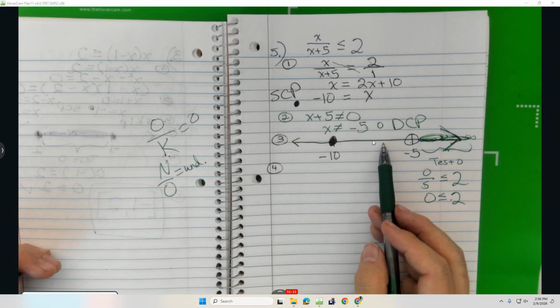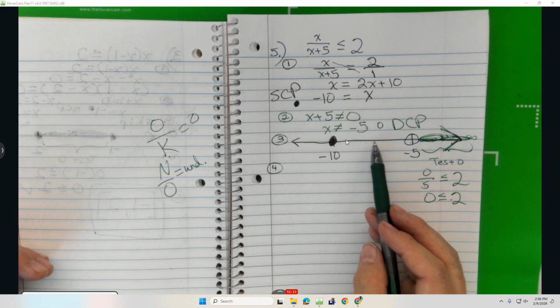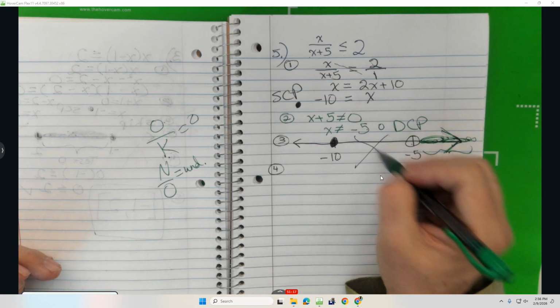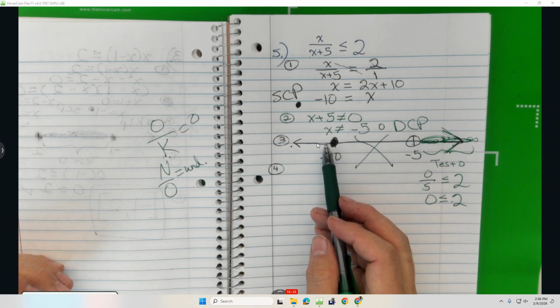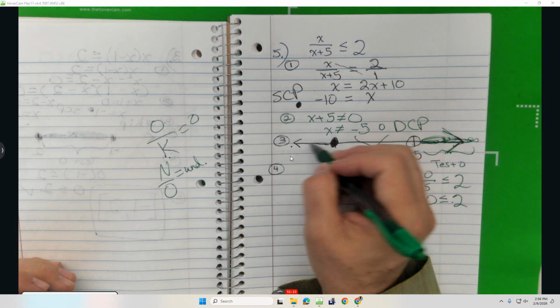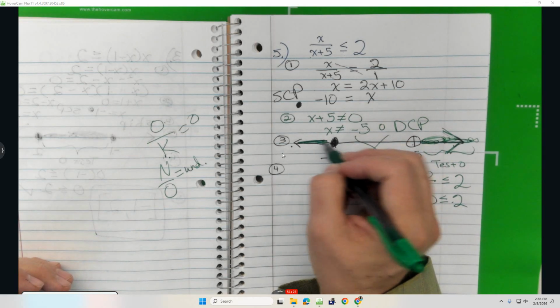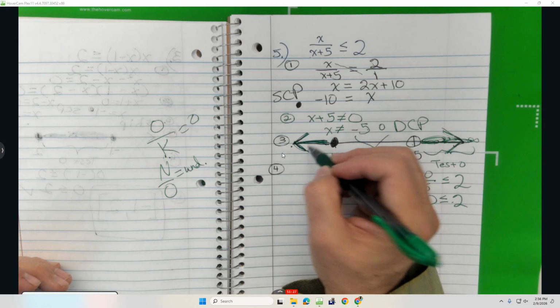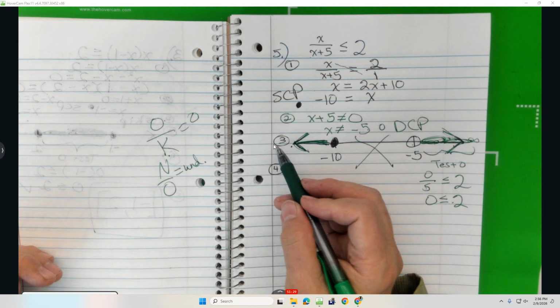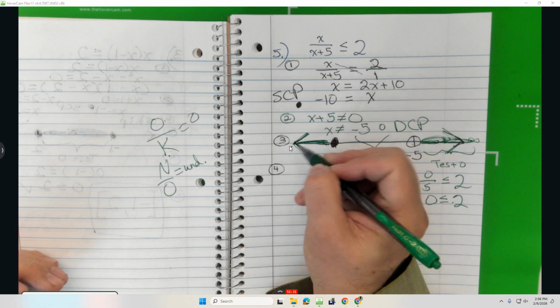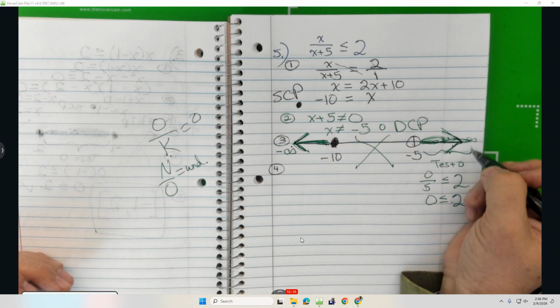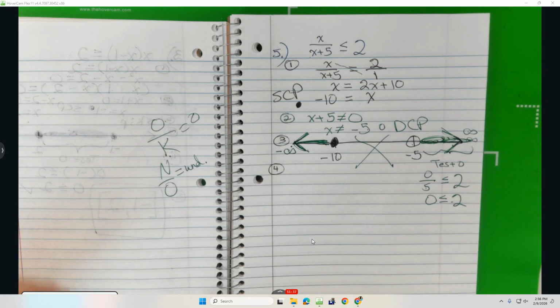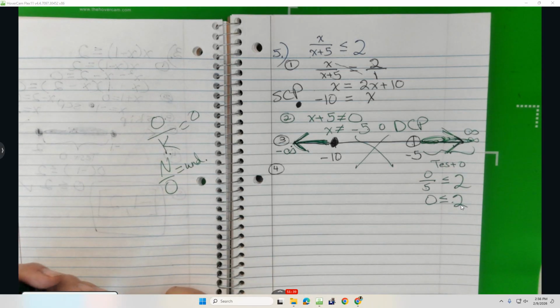Suppose we had tested negative 6 or negative 8. Would we shade or cross out? Cross out. What about to the left of negative 10? What do we expect to happen? Shade. So remember, way out here, we denote that left-hand arrow as negative infinity. The right-hand arrow, we interpret that as positive infinity.